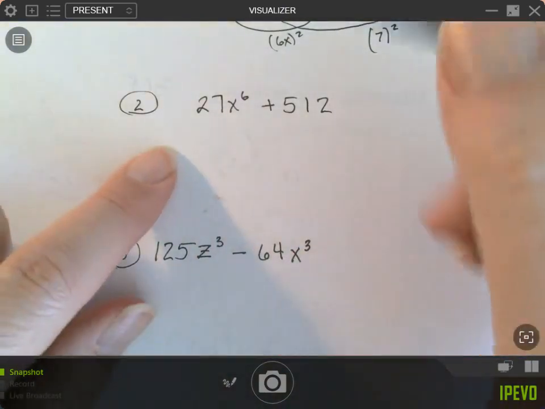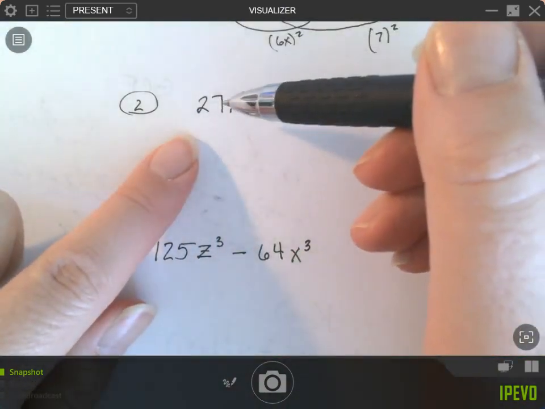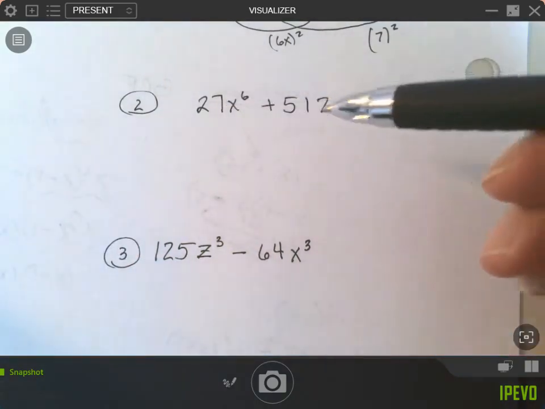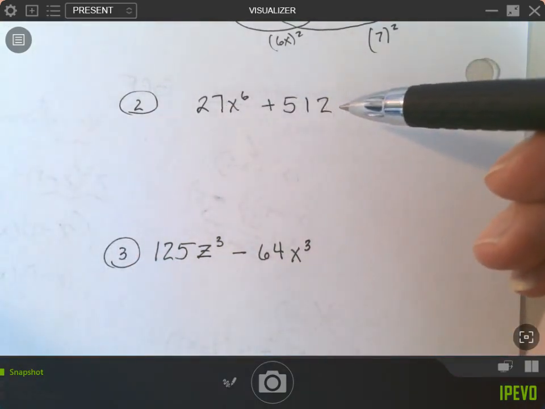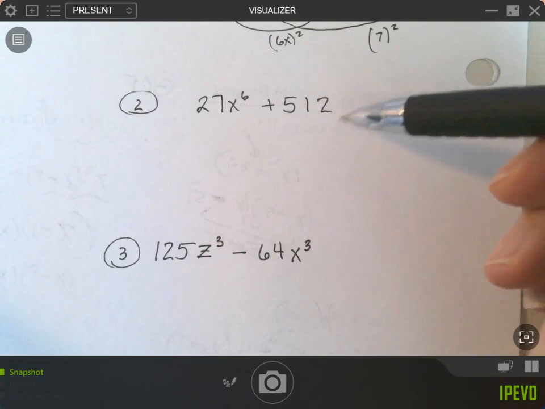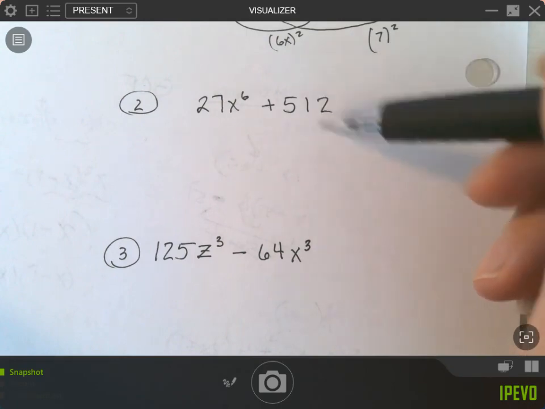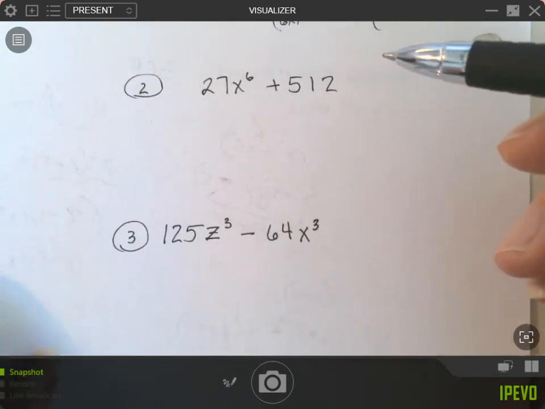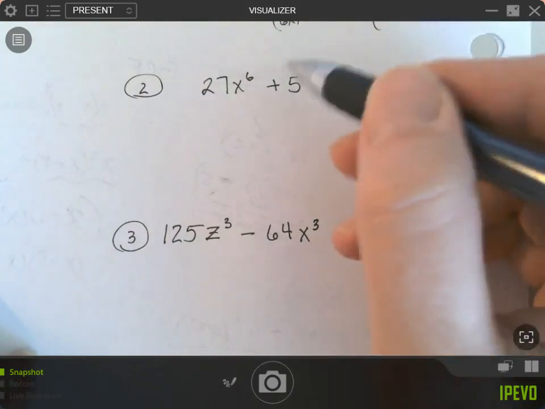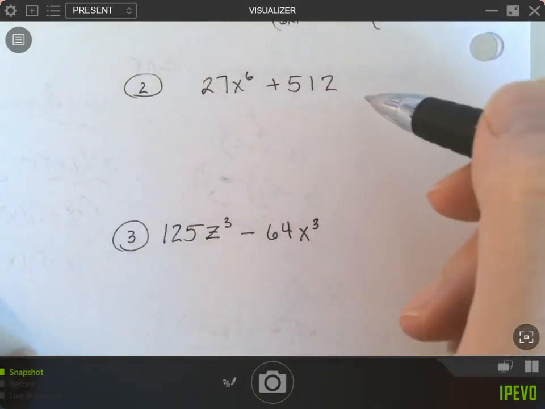Okay, 27 is cubic. 3 times 3 times 3. 512 is cubic. Does anyone know what it is? What's the cube root of 512? Then use your calculators. But we should practice putting it in. It's 8. The cube root of 512 is 8.